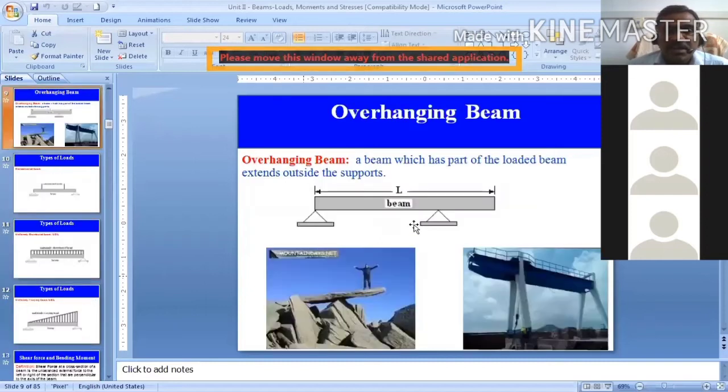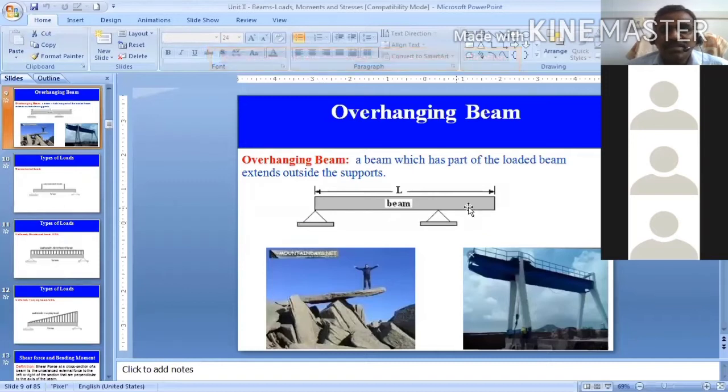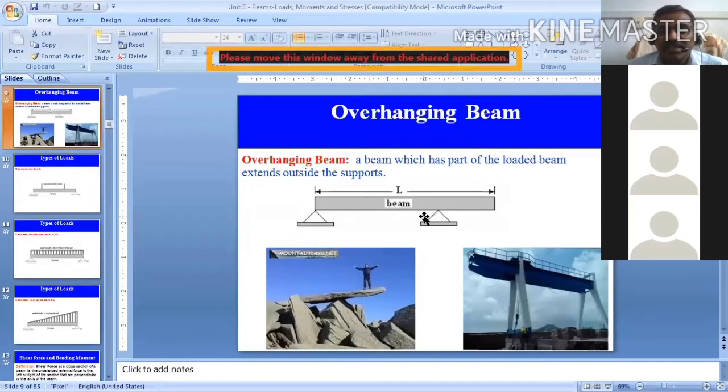This is an overhanging beam. It is just like a simply supported beam only, but one side is overhanging. In a simply supported beam, both ends are supported. Here, one support is inside the end, so some portion is overhanging. So it is an overhanging beam.